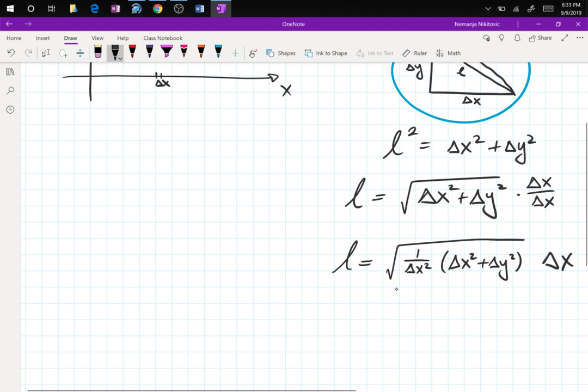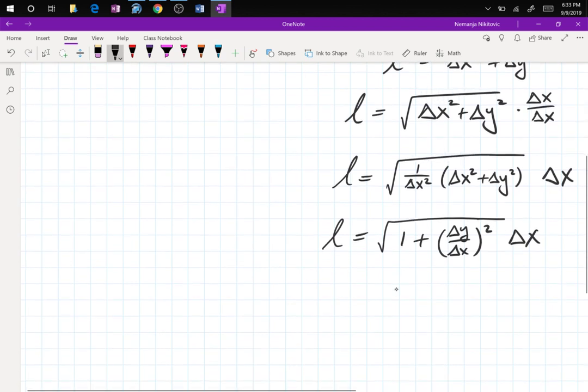Now, when you distribute, you get that L is equal to the square root of 1 plus delta y over delta x, everything squared, and then times delta x on the outer side. This is the length of one single infinitely thin piece of your curve. And what we are going to do now is add all of them together, all infinity of those together, by putting up a sum and a limit, which turns into an integral.